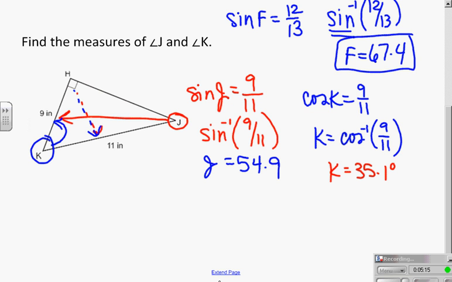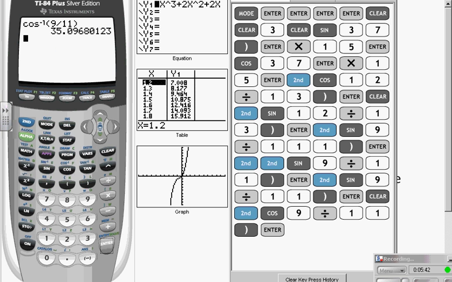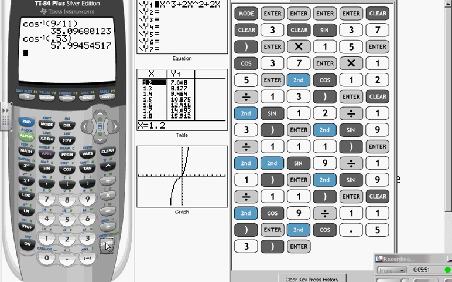And that is the real power of trig ratios, to be able to find angles if I know the side lengths. So the measure of G if the cosine is 0.53. This is another way to look at this. This is a ratio, a fraction that's been moved out into a decimal. So again, I am just going to take the cosine inverse with my calculator. And if you do that, second function cosine of 0.53, you get 58 degrees essentially.